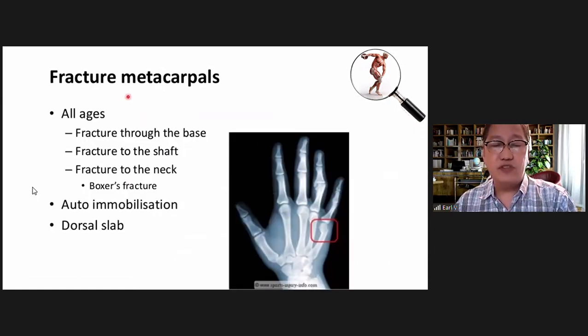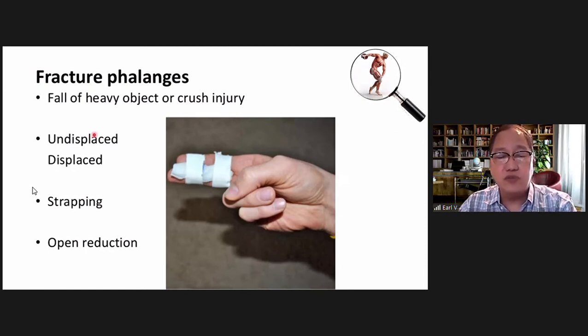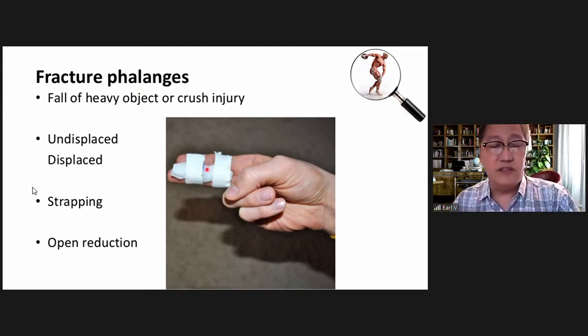There is also a fracture of the metacarpals. This is commonly a fracture of the neck, seen in boxers during boxing. If you punch a wall, it will cause a fracture of the metacarpals. For fracture of the phalangeal bones, one way of treating is just to oppose together the adjoining fingers. You just strap them. Some of them they open to insert plates.